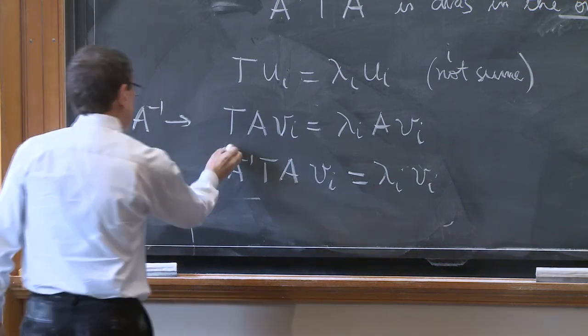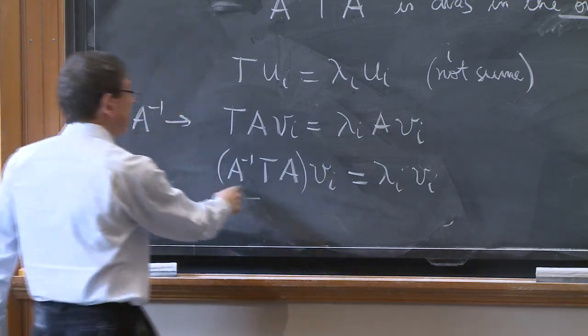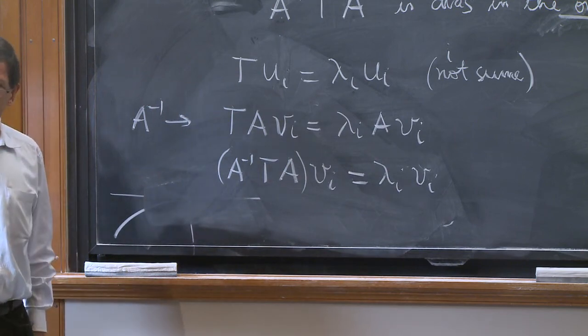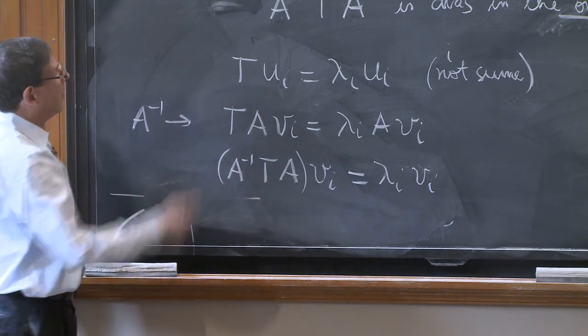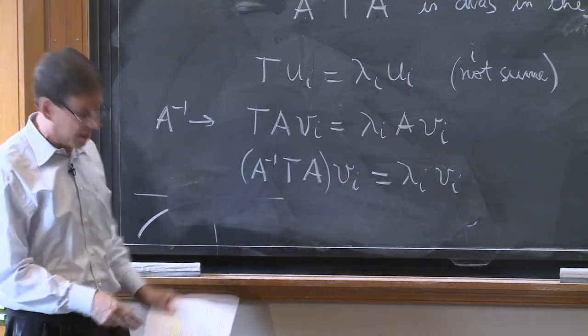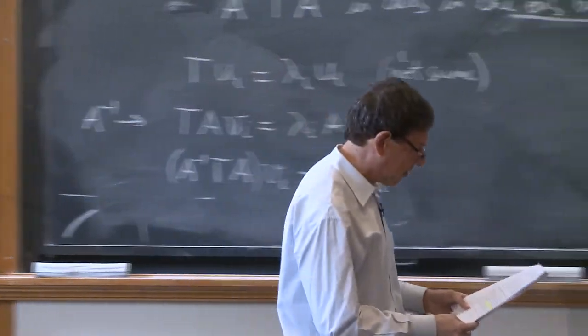So what do you see? You see an operator that is actually diagonal in the V basis. So this operator is diagonal in the original basis. That's another way of thinking of the process of diagonalization.